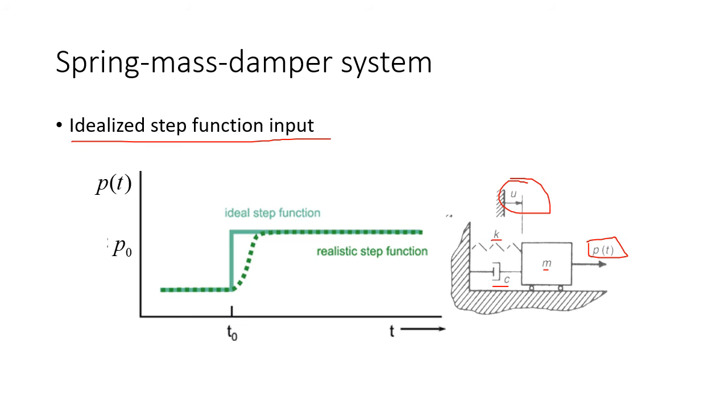So you can see over here a realistic step input versus an ideal step input, where a realistic one follows this dotted line here, comes up around like this, where an idealized one is perfectly square. We come up, boom, right up 90 degrees like this for an ideal step function.